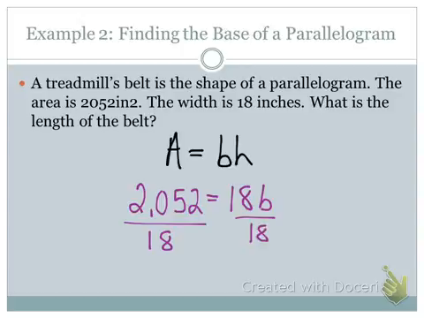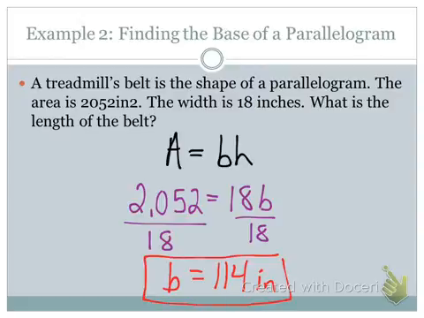So B equals 114 inches. Okay, do I square the unit? Yes. No, I don't square it because I didn't find the area. Okay, so I just leave it 114 inches. All right, you think you can do one?